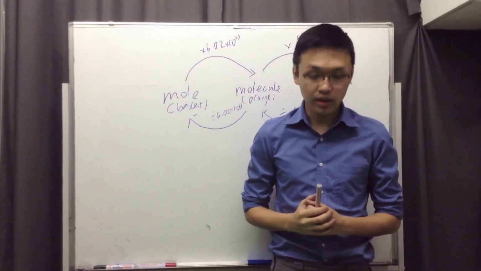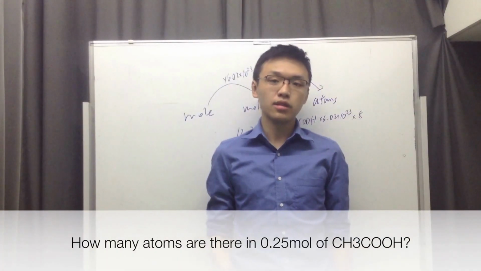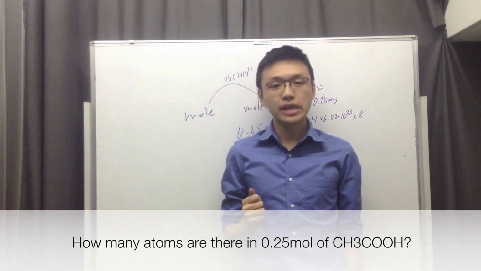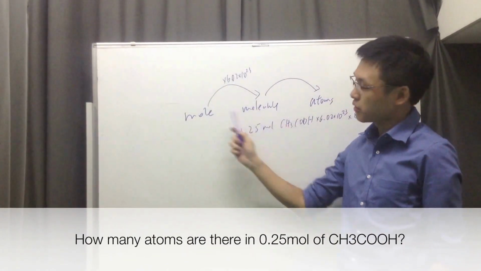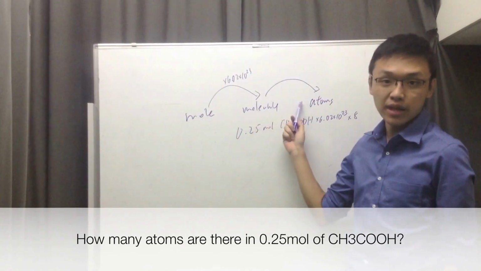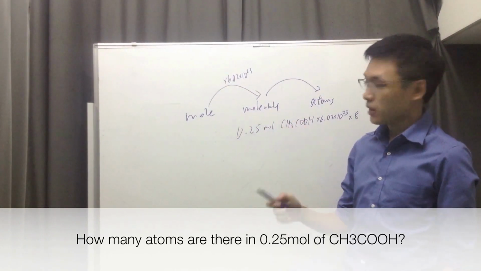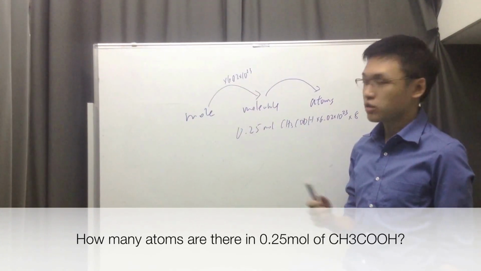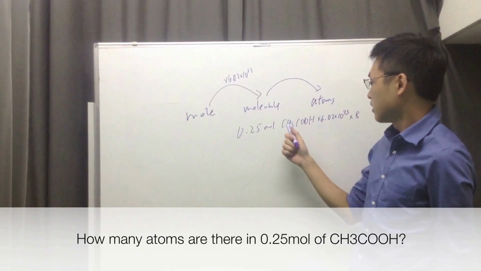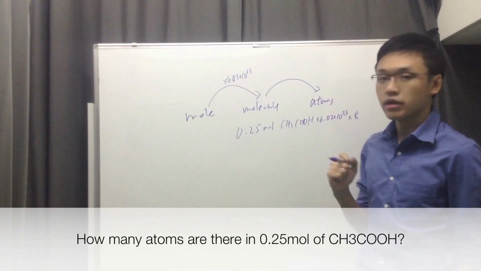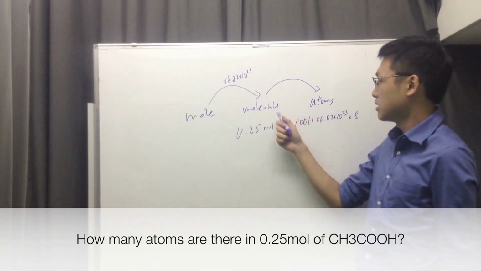Let's look at an example to see how we can apply the concept we just learned. The question says there are 0.25 moles of CH3COH. How many atoms are there in total? We're given the number of moles, and we're trying to find the number of atoms. So first we need to find how many molecules there are. We cannot go straight to atoms, remember? So we multiply by 6.02 times 10 to 23 to get the number of molecules. But in each molecule, how many atoms are there? If you count, you can figure out there are 8 atoms in CH3COH. So after getting the number of molecules, you multiply by 8 in order to get the number of atoms.